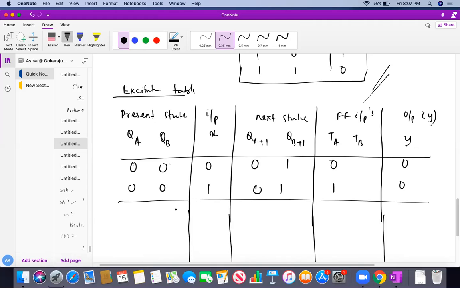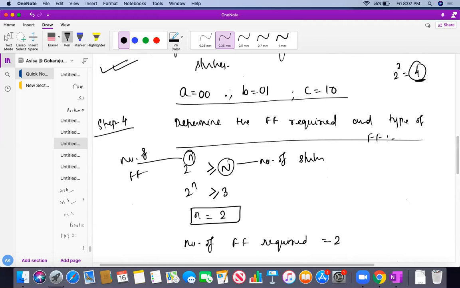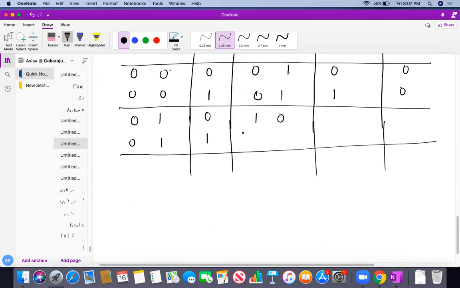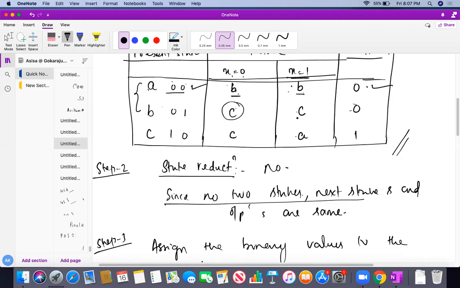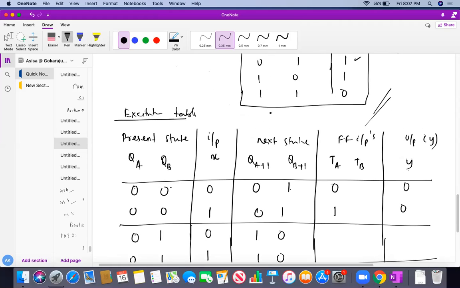Now, let's say we have 0, 1. So input is x, 0 or 1. So what will be my next state? For B, for x equal to 0, my next state is C. C is what? We have already assigned C means 1, 0. That I am going to put over here. Okay. For x equal to 1, what is my next state? C only. C means again it is 1, 0. Now tell me what is my TATB? For present state 0, next state 1, my TA is 1. And similarly here also you have to find out 0, 1. For 0, 1, it is 1.